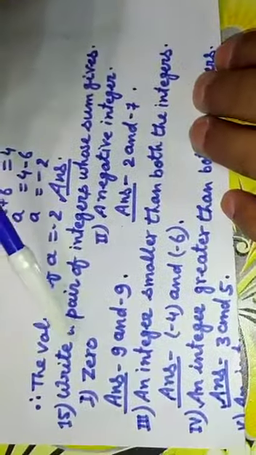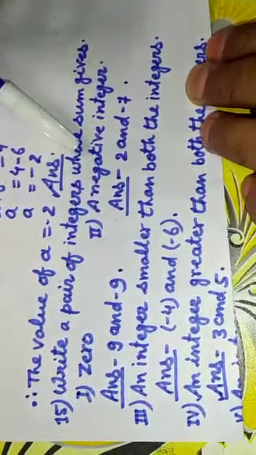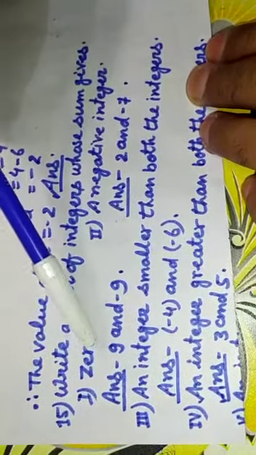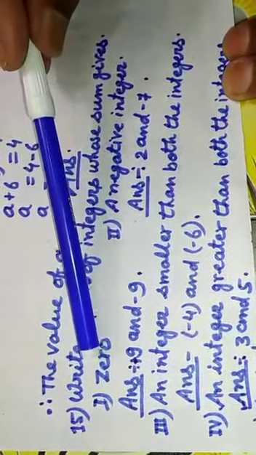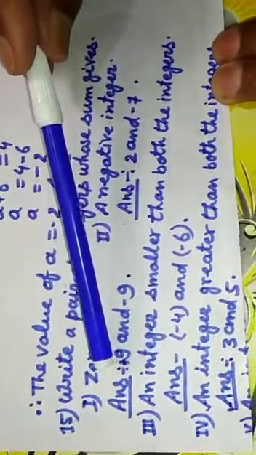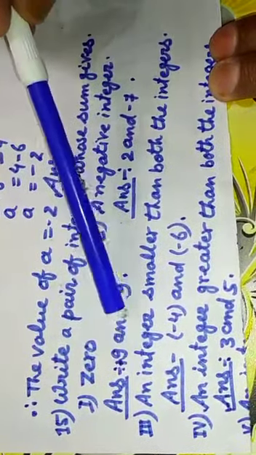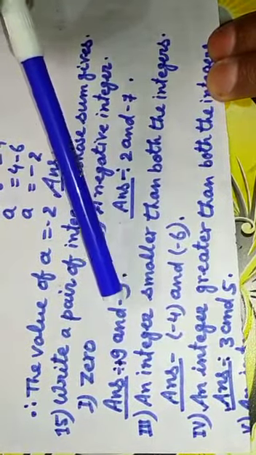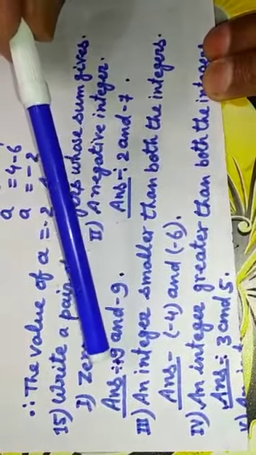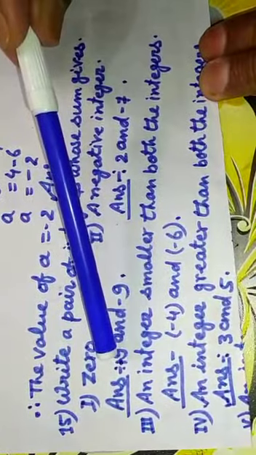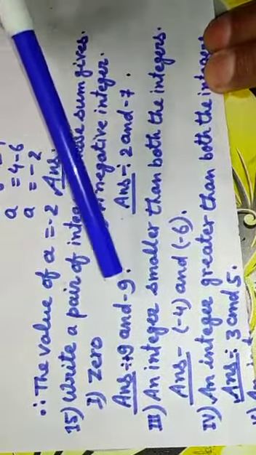Now 15 is: write a pair of integers whose sum gives 0. For obtaining 0, we will write two integers equal in number but opposite in sign. Therefore, the answer can be 9 and minus 9.